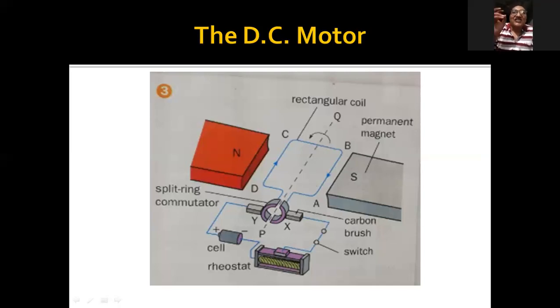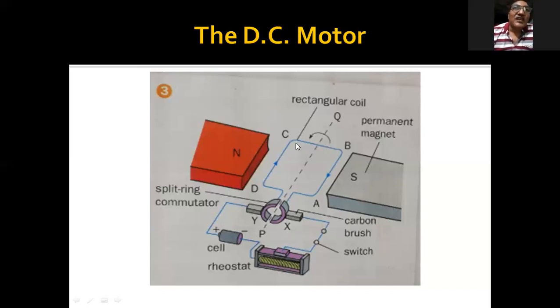You see, the direction of the current in the AB has reversed. The direction of the force has reversed. Before, when the AB was here, the current was flowing from A to B, and the direction of the force was downward. When the AB is here, the direction of the current is from B to A, and the direction of the force is upward.